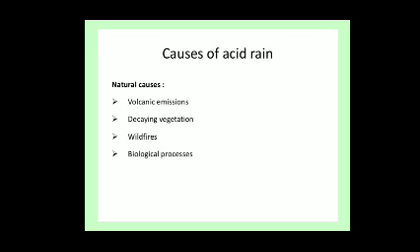What is acid rain? The rainwater with pH value less than 5.6 is called acid rain. The presence of small amount of acids in rainwater is called acid rain.